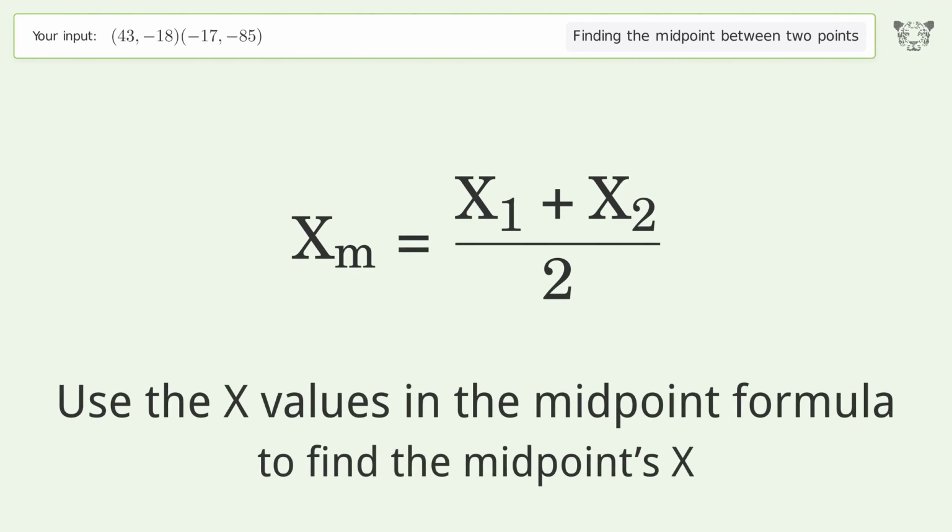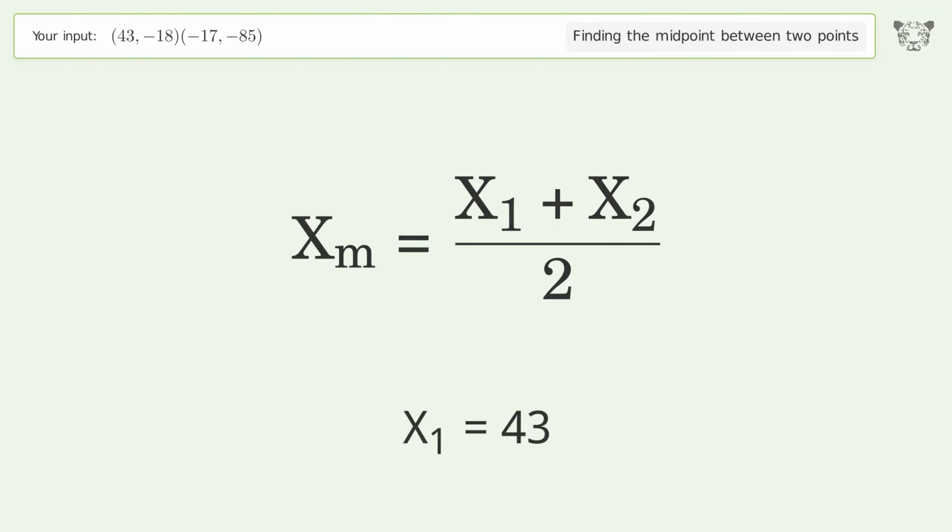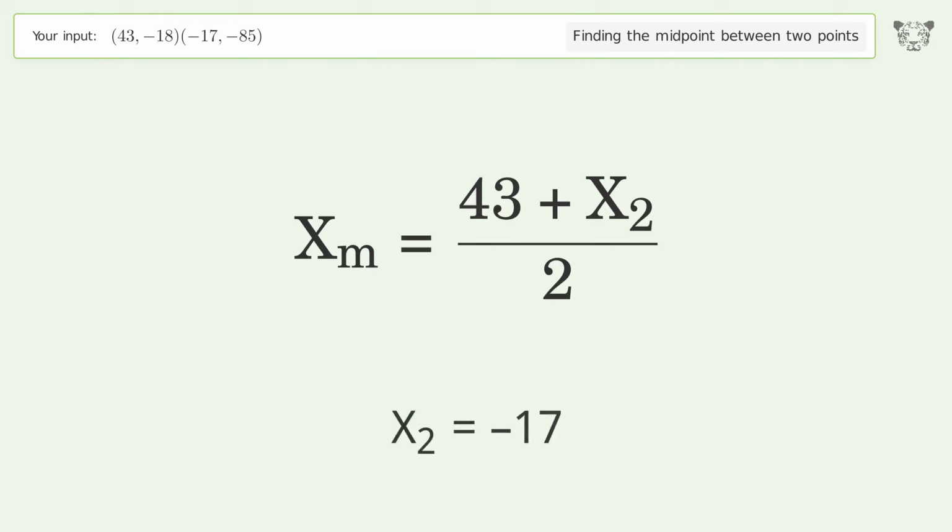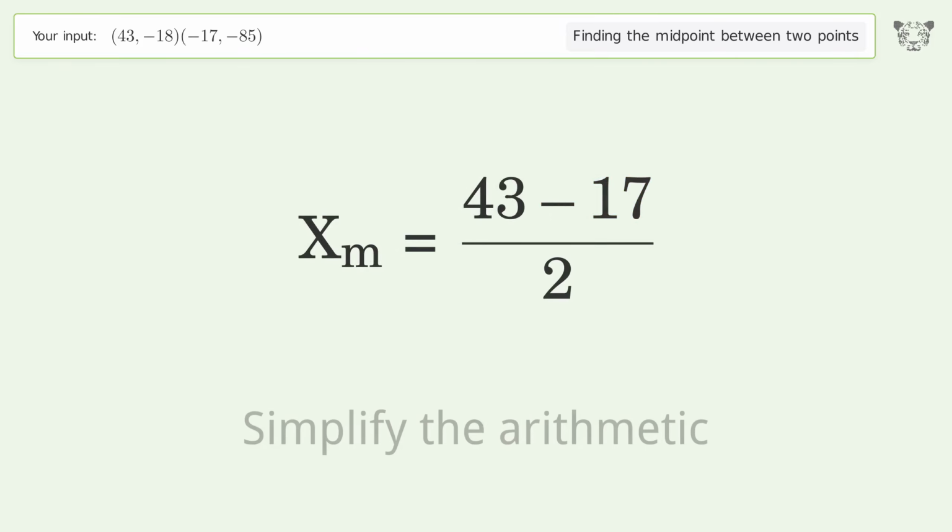Use the x values in the midpoint formula to find the midpoint's x. x1 equals 43. x2 equals negative 17. Simplify the arithmetic.